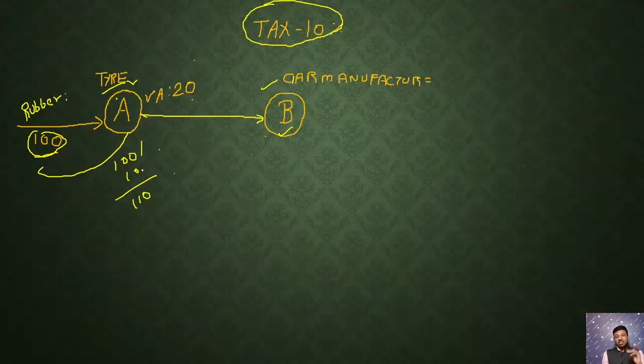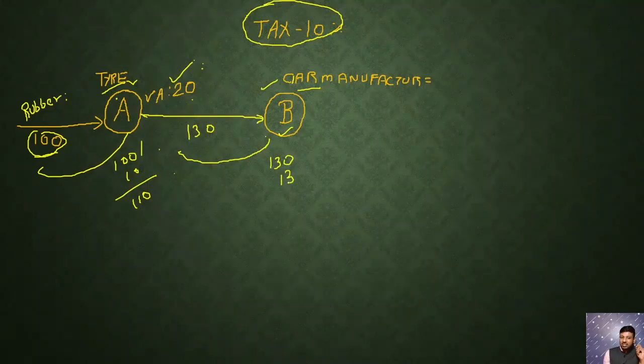And this tire manufacturer will do certain processing or value addition to this rubber and convert it into the tire. For this value addition, he will require 20 rupees. When he is about to sell the tire to the car manufacturer, that is B, he will quote the selling price as 130 rupees, because 110 he already paid and 20 rupees is the value addition. And B will be buying this tire by paying 130 rupees plus 10% tax, which sums up to 143 rupees. If you look at this transaction carefully, you will see one tax has been taxed again.